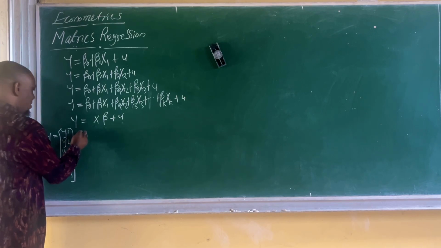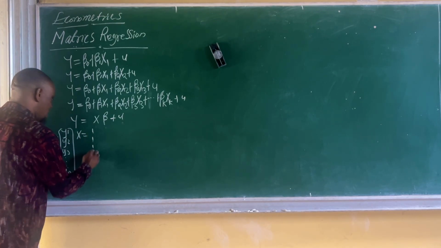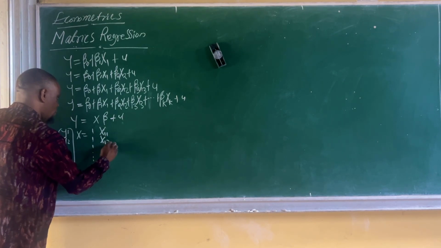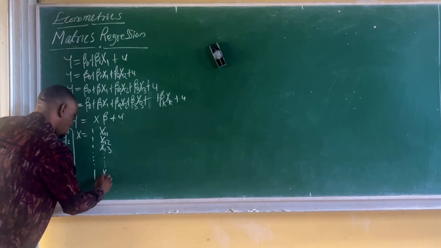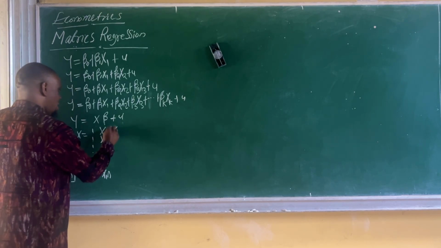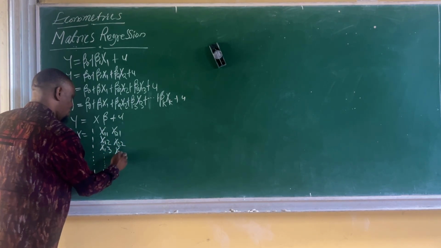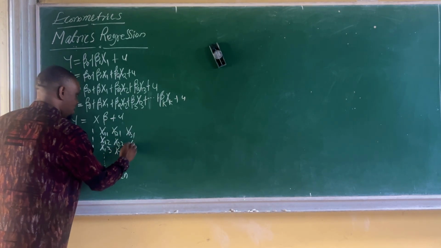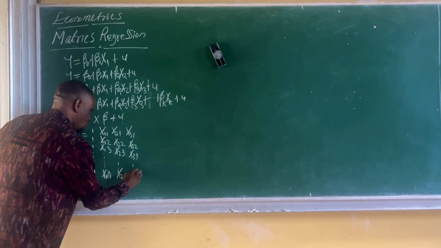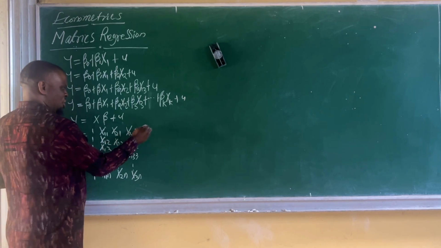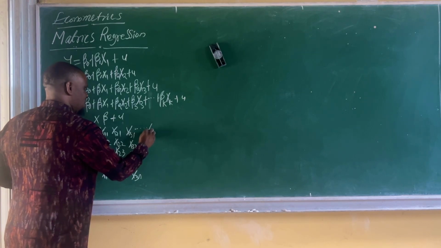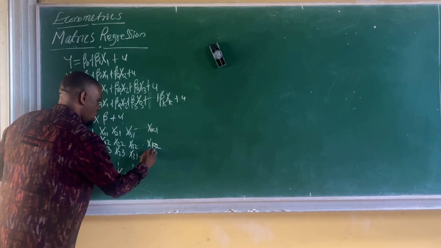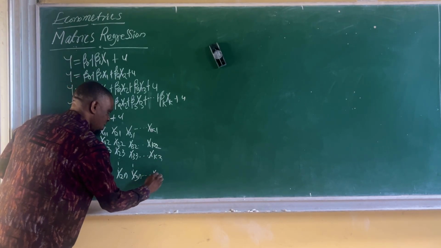The next one is x. Our x here will be equal to 1, 1, 1, and it will continue up to 1. Then x11, x12, x13, and that will continue up to x1n. The second variable will be x21, x22, x23, up to x2n. The third explanatory variable will be x31, x32, x33, up to x3n. It will continue to the number of explanatory variables, which is k: xk1, xk2, xk3, and up to xkn.